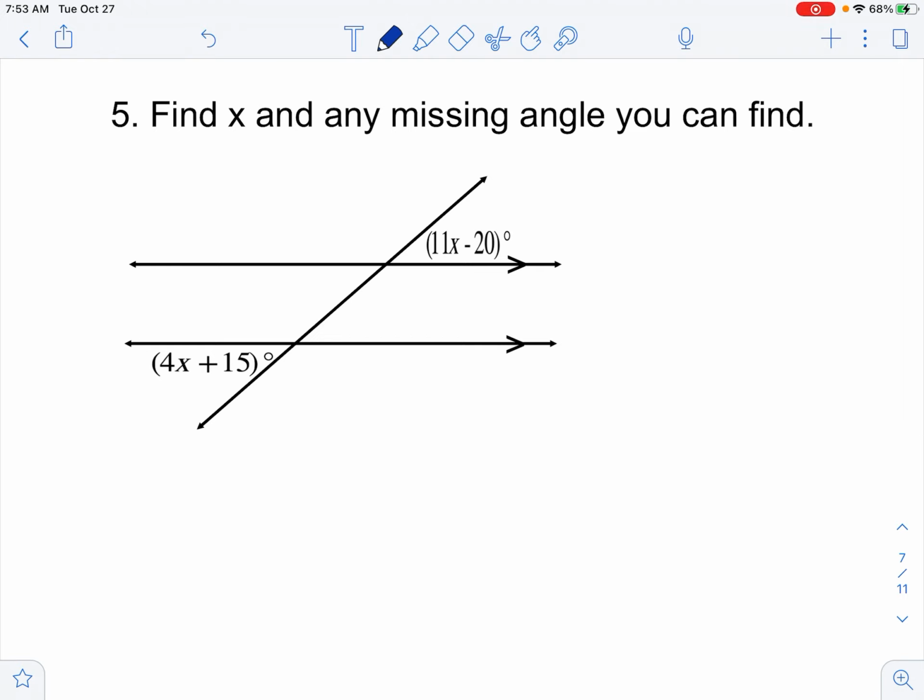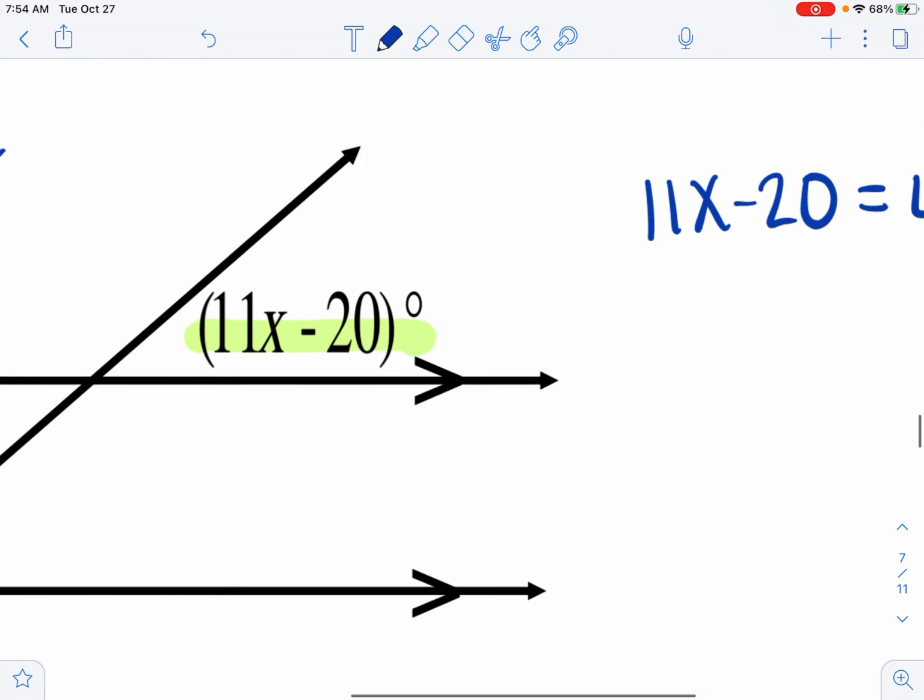Next one, find x and any missing angles that you can find. So first off, I look and I see that this is on the outside, this is on the outside of my parallel lines, so exterior, and they're on alternate sides of the transversal, so they're alternate exterior angles, which are congruent. So I'm going to do 11x minus 20 is equal to 4x plus 15.